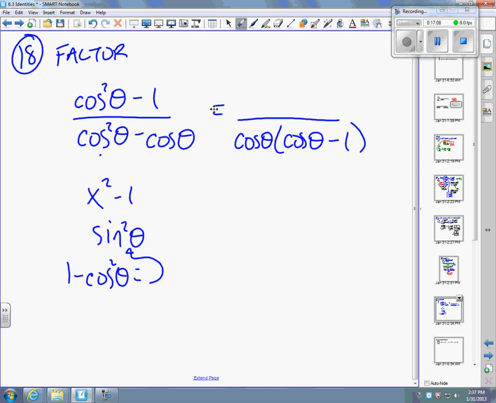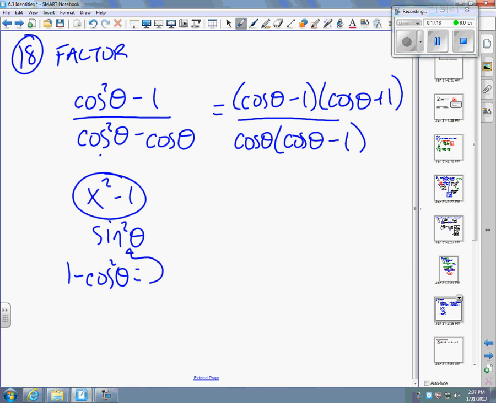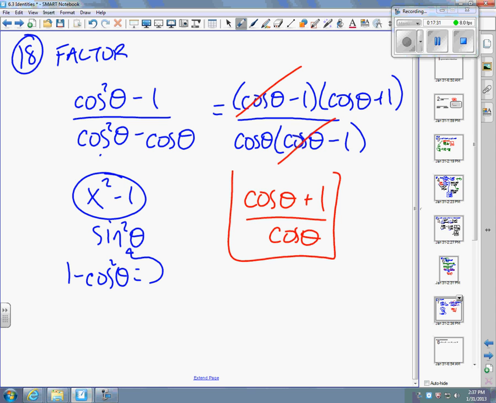Okay, so we're going to try and factor this. It's the exact same thing. So you get a cosine minus 1, you get a cosine plus 1, you double distribute that, middle terms will cancel. Now what you can do, this goes away, and your final answer is this. That's it. Nothing more you can do from there.